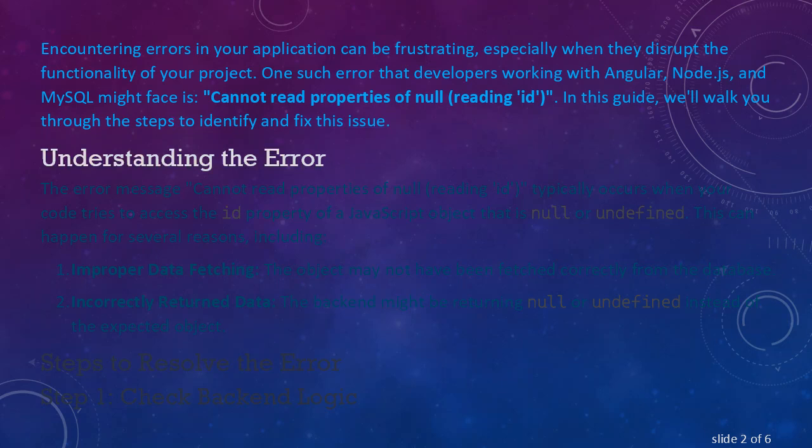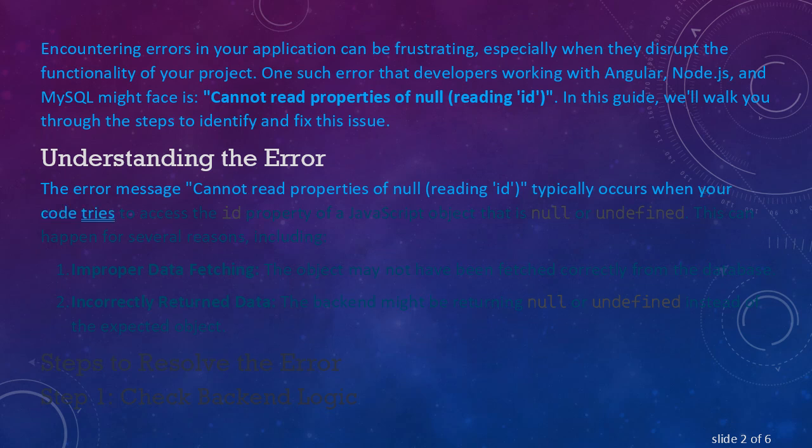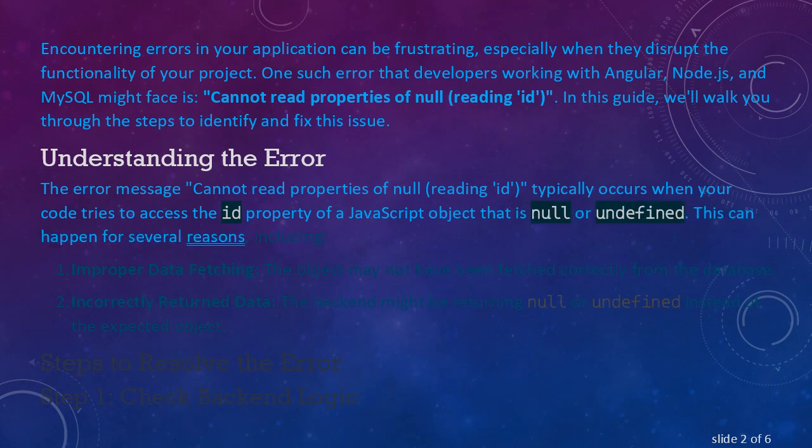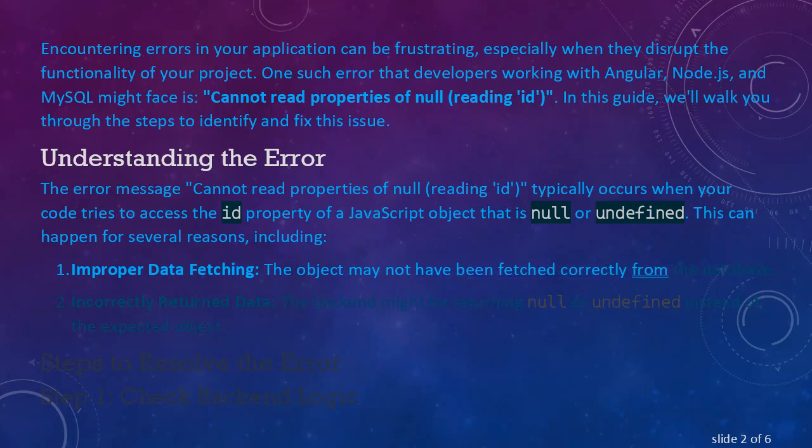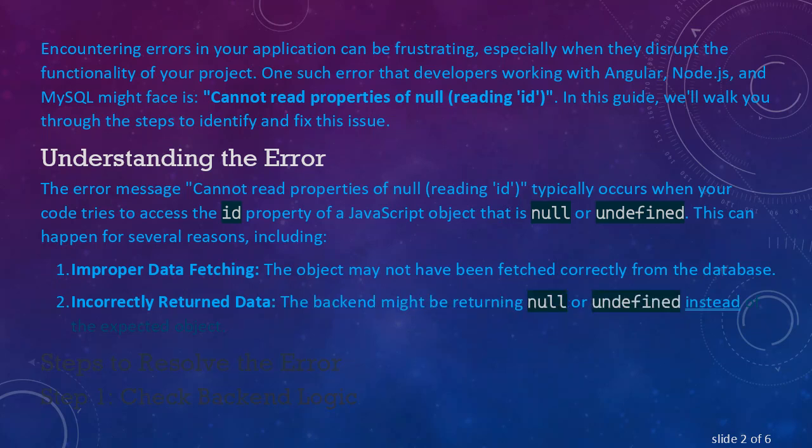Understanding the error. The error message "cannot read properties of null, reading id" typically occurs when your code tries to access the id property of a JavaScript object that is null or undefined. This can happen for several reasons, including improper data fetching: the object may not have been fetched correctly from the database. Incorrectly returned data: the backend might be returning null or undefined instead of the expected object.